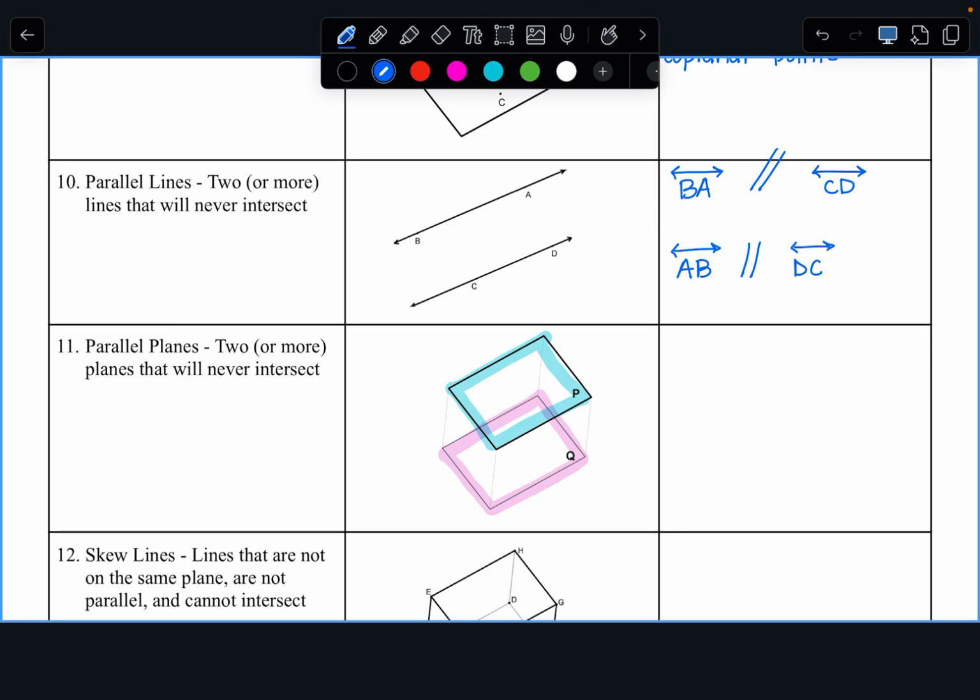There's some distance between them. So plane P is parallel to plane Q.